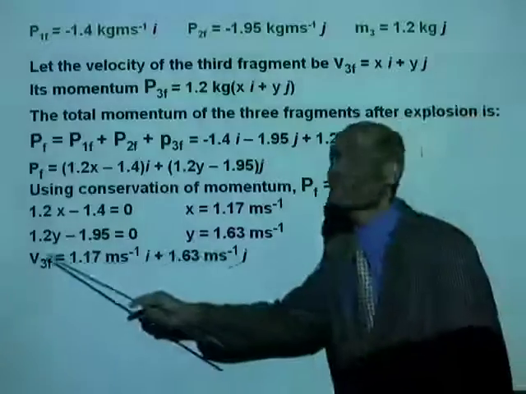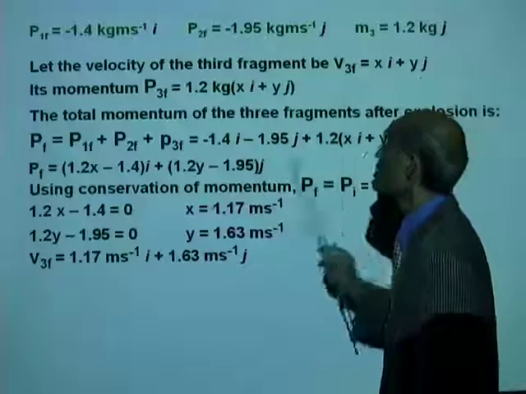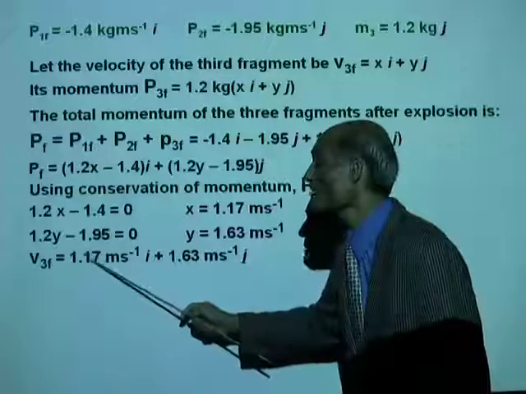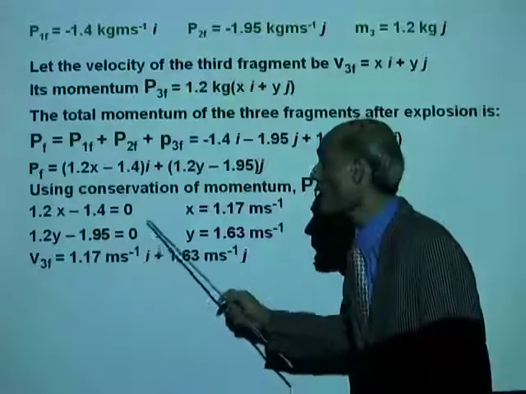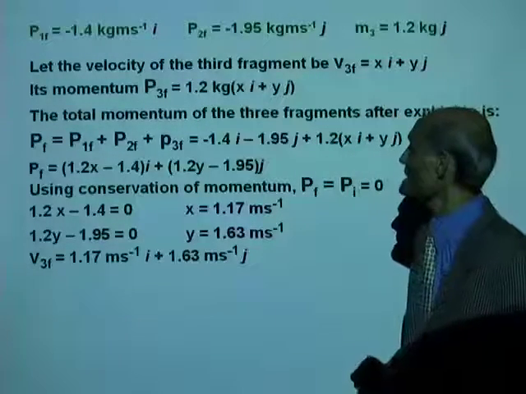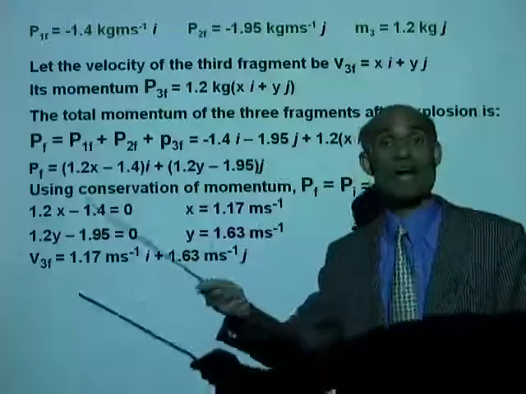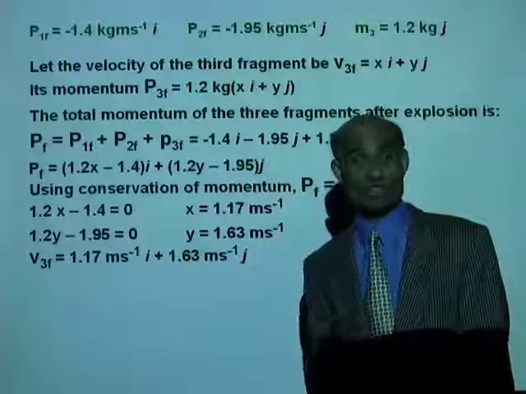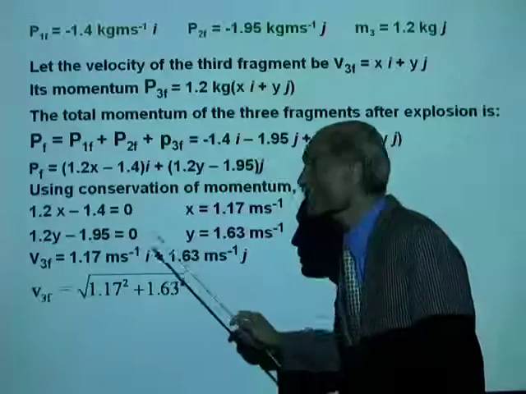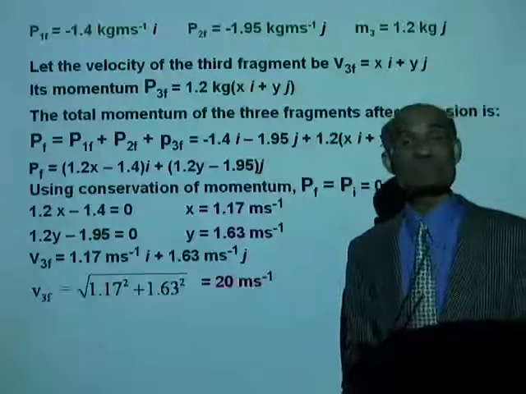So what is V3F now in the component form? V3F is xi plus yj. We have solved for x and y. It's equal to 1.17 meter per second i, that is the x value, plus 1.63 meter per second j. And we can now find the magnitude and angle of that velocity. You know how to do that. The magnitude of V3F is square root of x squared plus y squared. And that is 2.0 meter per second.